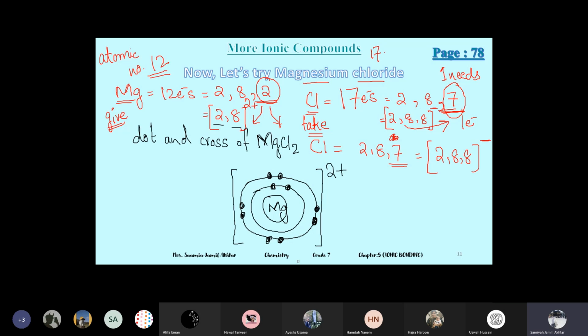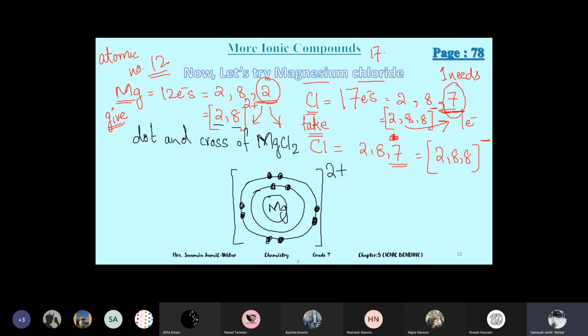This is magnesium, and we indicated magnesium's electrons with dots. Teacher, this is after transfer? Yes, after transfer. A dot and cross diagram is always after transfer, because it is giving. The one which gives always gets a positive charge, and the number will come depending upon how many electrons are given. The one which receives gets negative, like chlorine.